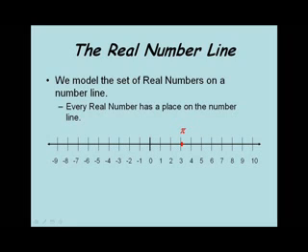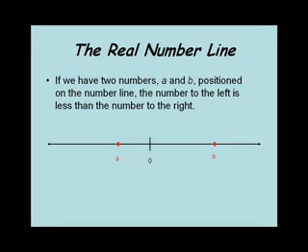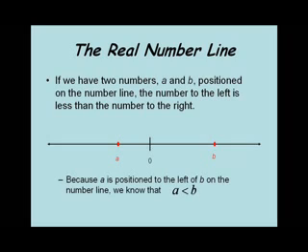For example, the number pi, -pi, 2pi, -2pi, 9.5, -0.5, -8.2, and 7.6 are all located on the number line as such. If we have two numbers, A and B, positioned on the number line, the number to the left is always less than the number to the right. In this example you see on the screen, because A is positioned to the left of B on the number line, we know that A is less than B.